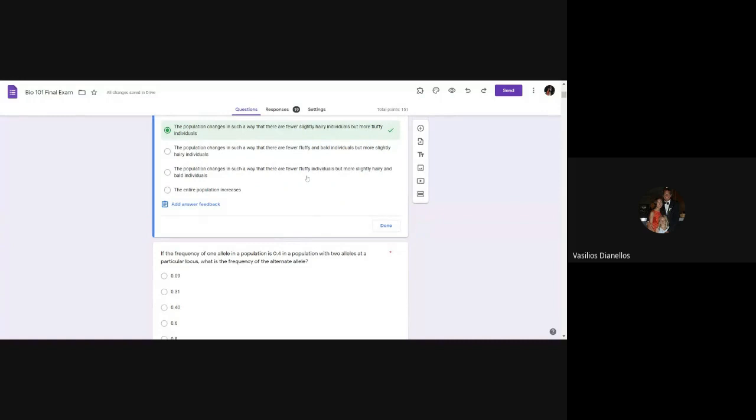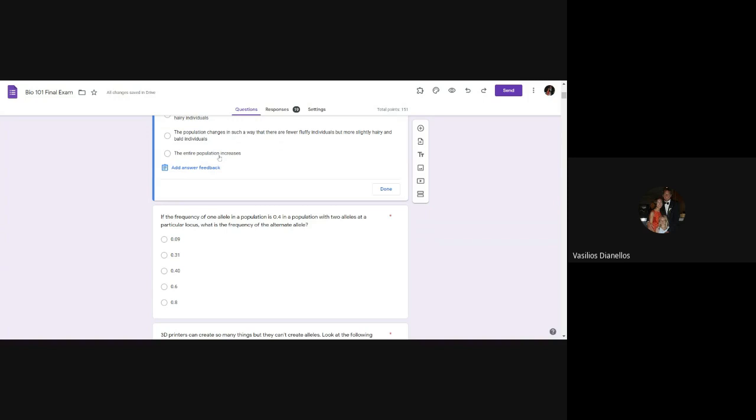Next choice. The population changes in such a way that there are fewer fluffy individuals, so fewer of the extreme, but more slightly hairy and bald individuals. That was just one I kind of made up, right? That's not necessarily anything that we've described. And then, of course, the entire population increases. That has nothing to do with that. So anyway, yes, that's the answer, and that's why that's the answer.